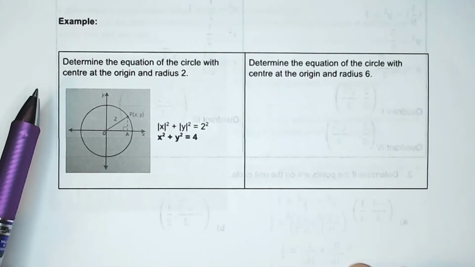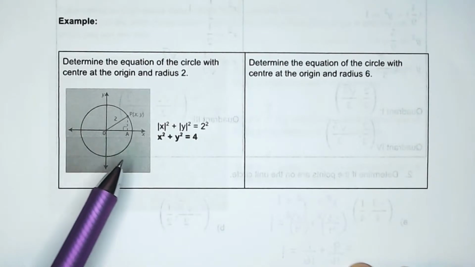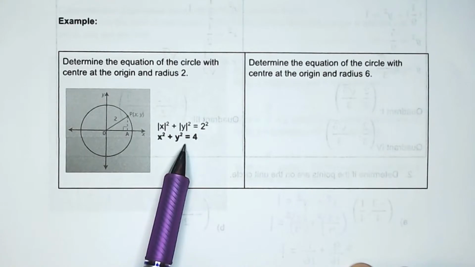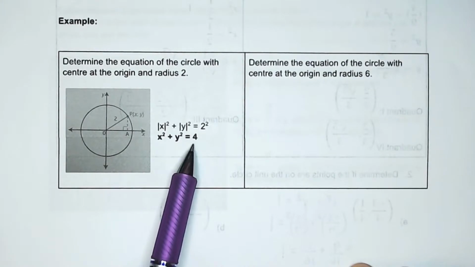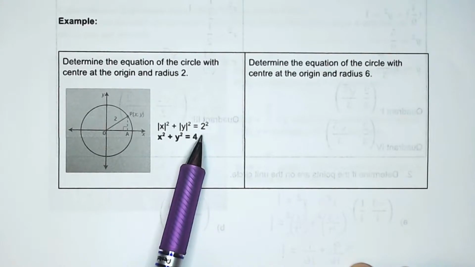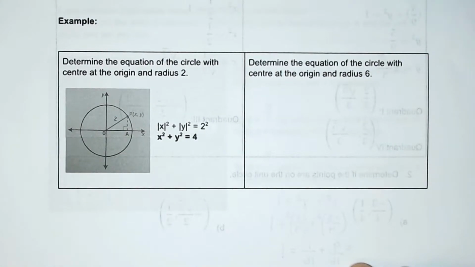Below this we have an example. It says determine the equation of the circle with center at the origin and radius of 2. So you just use your general formula, x squared plus y squared equals the hypotenuse squared. And in this circumstance, the hypotenuse is 2. So 2 squared is 4. So that would be our general formula for that. You can try this example for yourself. Just draw a basic unit circle and include a radius.